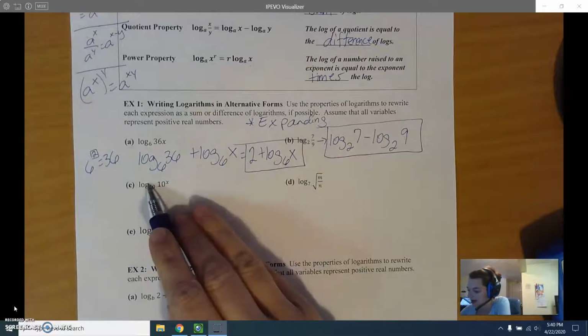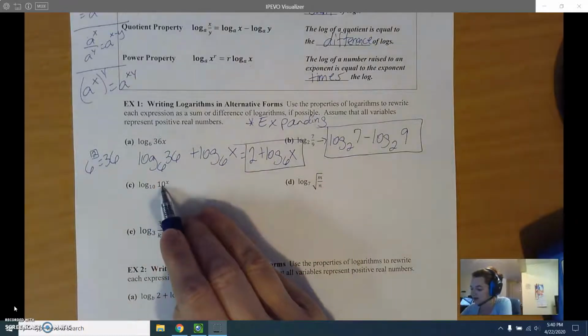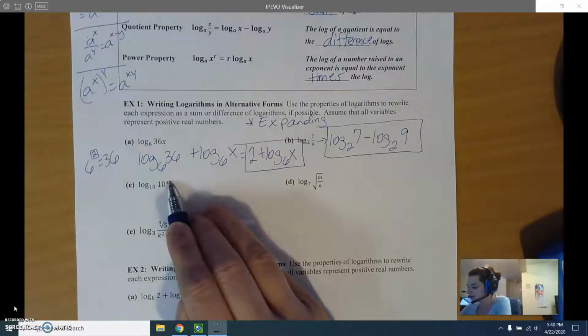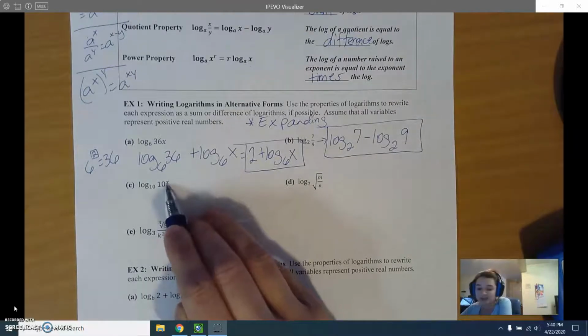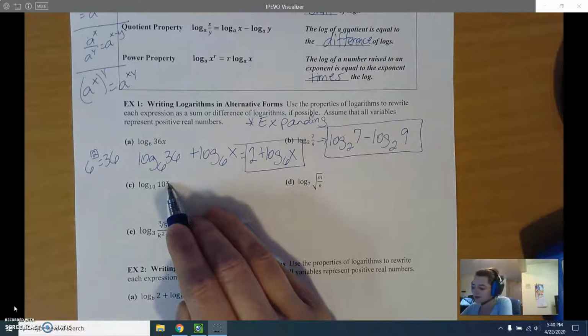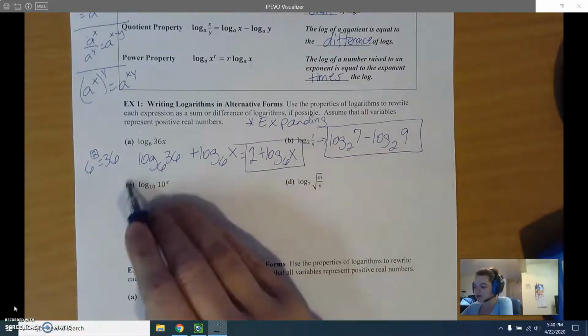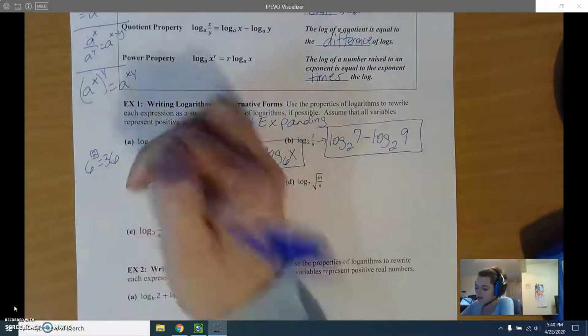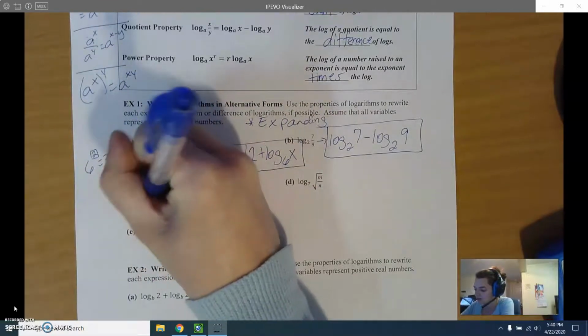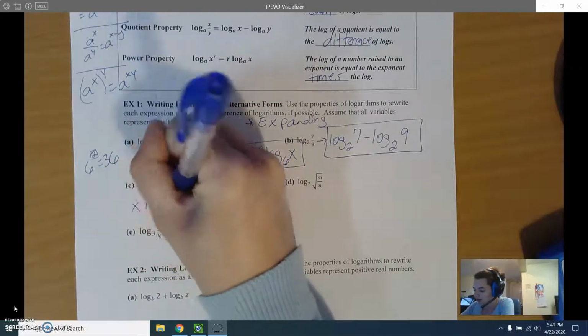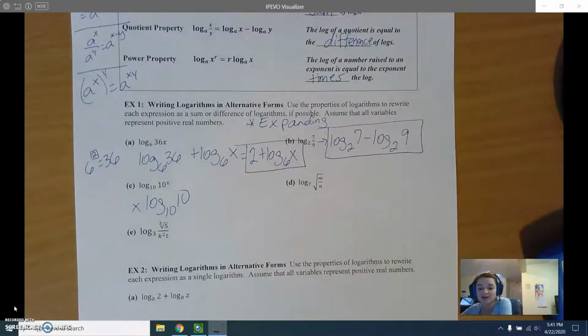The next one I have is log base 10 of 10 to the x. This one I have a power property. I have an exponent inside of my logarithm, which means that I can separate it by multiplying. So I can say this is x times the log base 10 of 10.